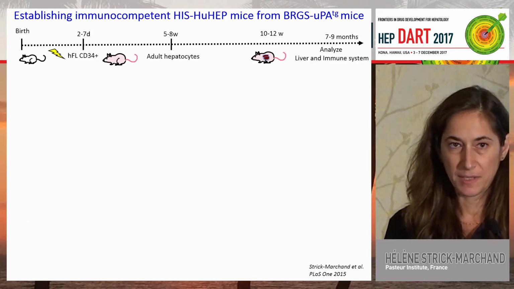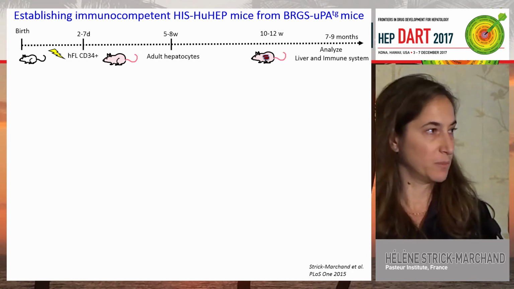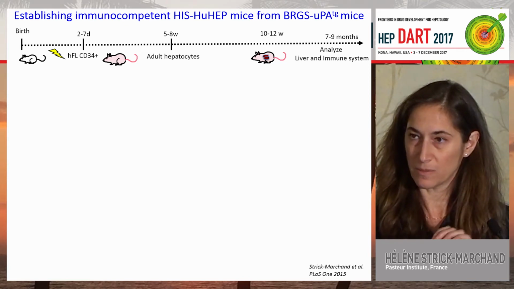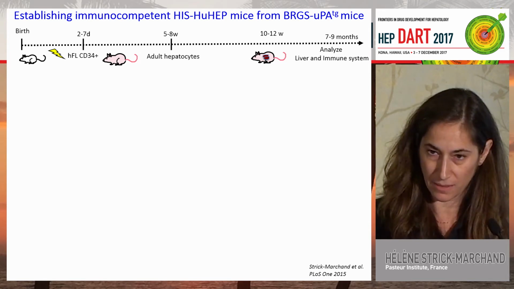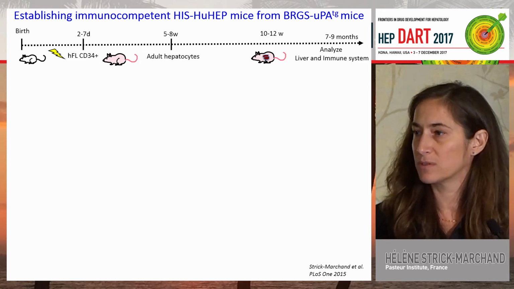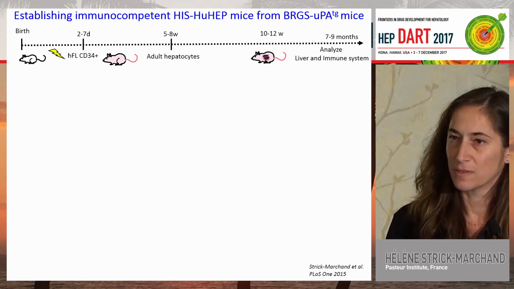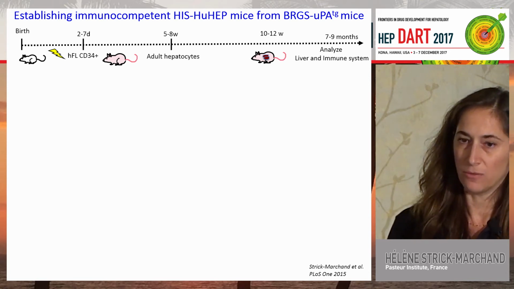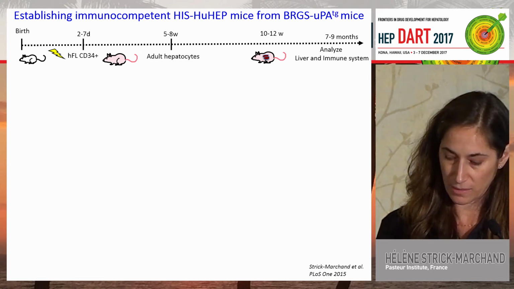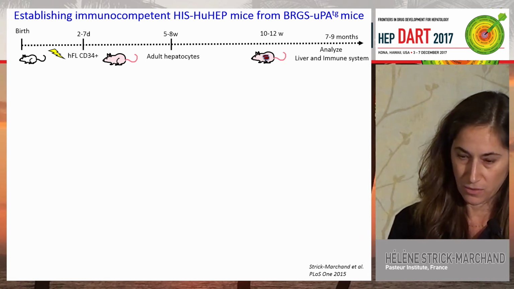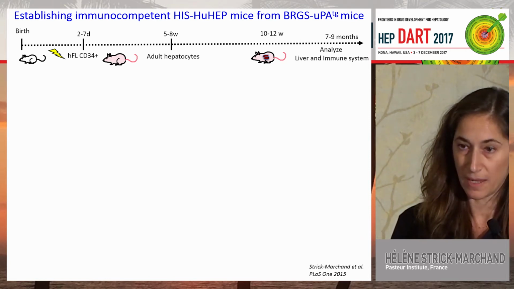So we have been interested in trying to model not only the human liver, but also the immune response against the virus in the liver specifically. And we were interested in doing this with livers that are highly chimeric, because we believe that you need hepatocytes in large quantities to be able to get a good replication of the viral life cycle.